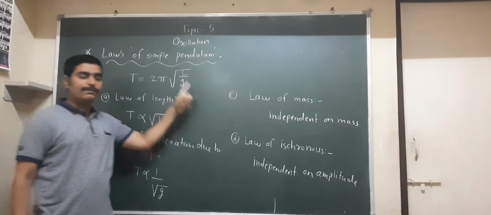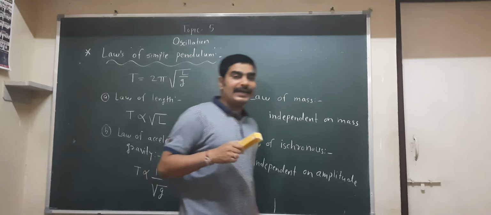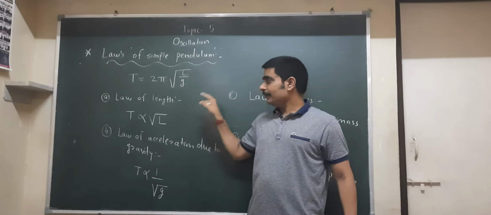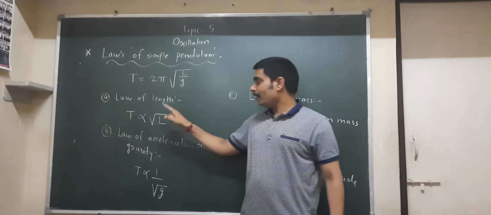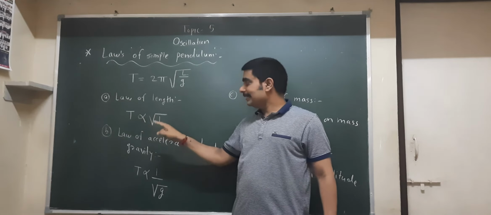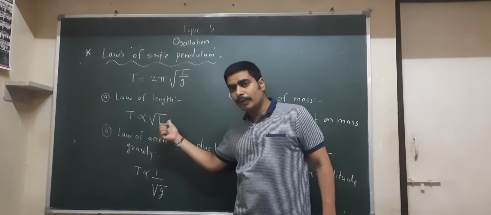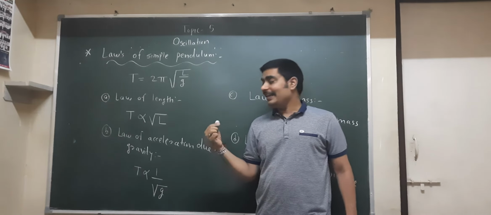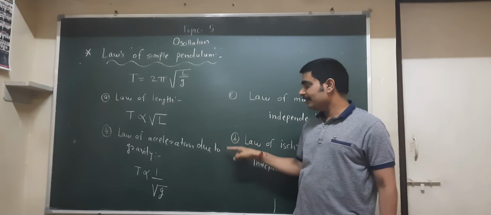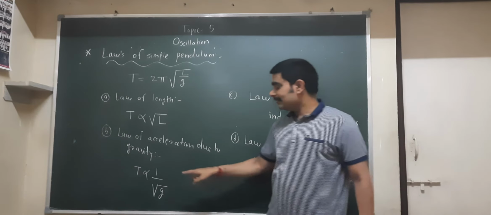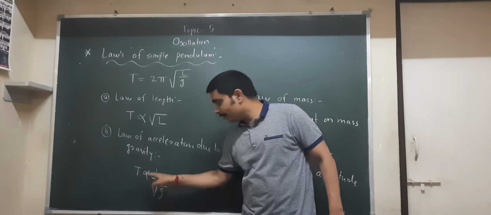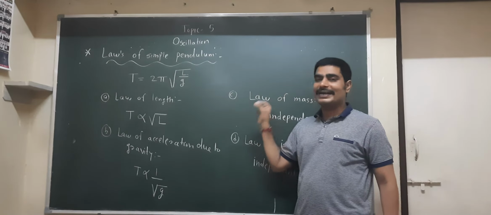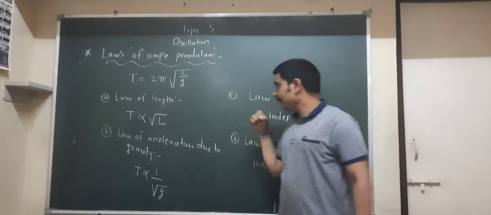laws of simple pendulum. Friends, again I am going to explain these four laws. First is the law of length. The statement is the period of simple pendulum is directly proportional to square root of length of the simple pendulum. Second is the law of acceleration due to gravity. This says that the period of simple pendulum is inversely proportional to square root of acceleration due to gravity.